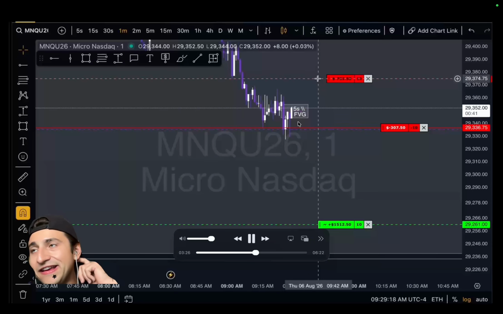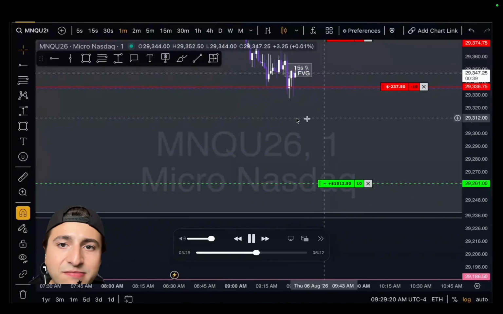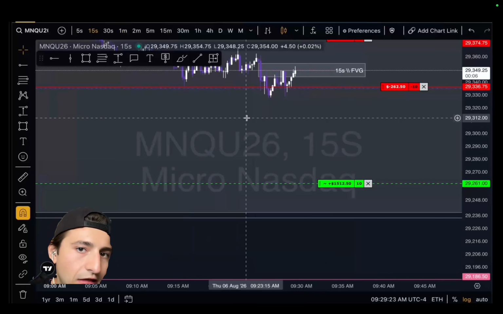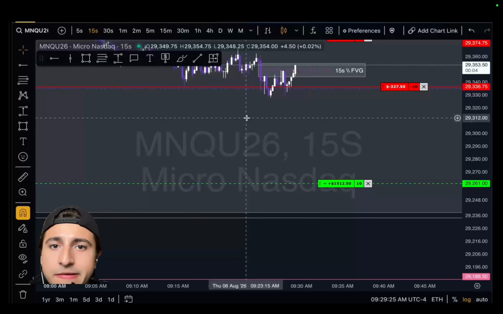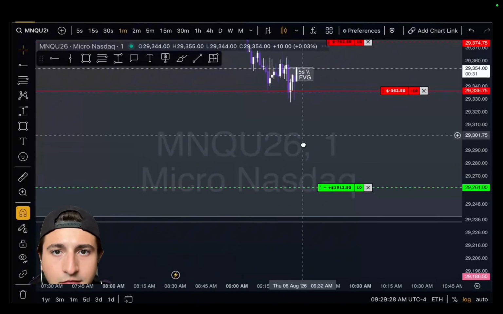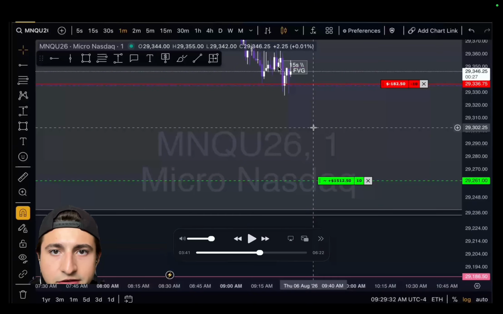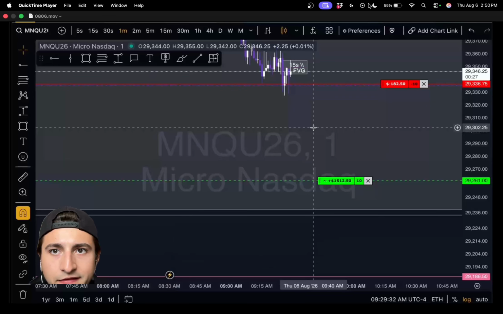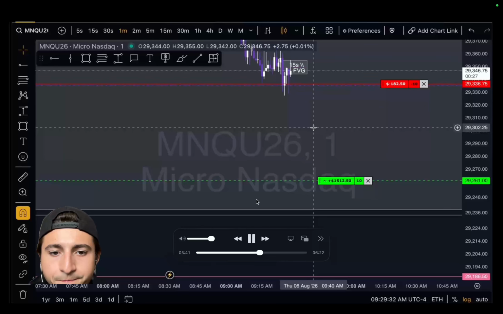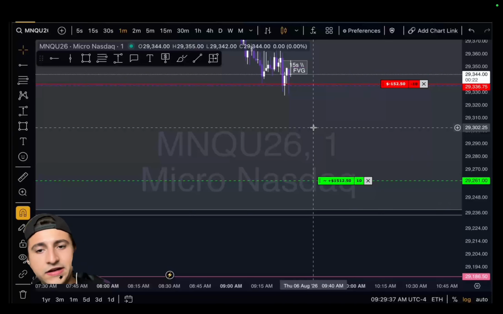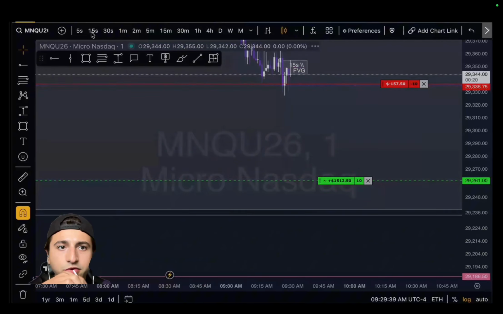But my attention is mainly on the 15-second, because if we show disrespect on that 15-second, then I'd suspect an inversion of the 1 minute. But if you notice, the 15-second fair value gap is bigger than this 1 minute here. So it's 9:29:37, about to be market open, New York session.